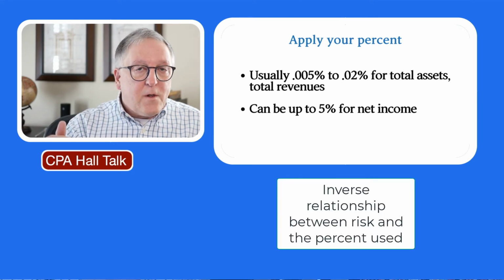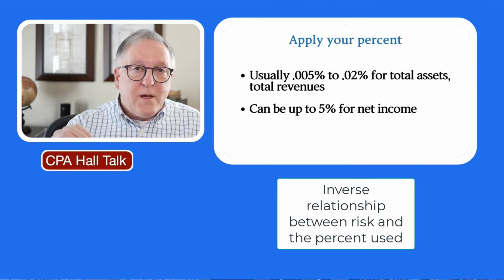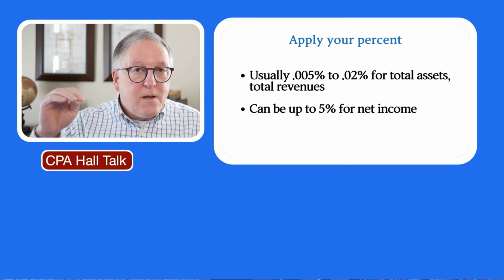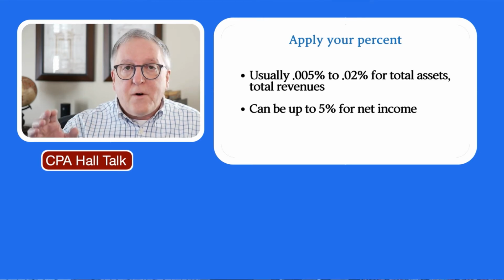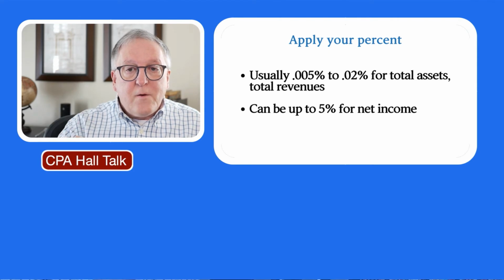Well, there's an inverse relation in the amount of risk that you have and the percent that you will pick. So the higher the risk for the entity, the lower the percent you'll use. So if you have a real high-risk client and you feel like there's a potential for material misstatements throughout the financials and you're not feeling comfortable about this, or maybe there's a certain area where it's really risky, you're going to bring your percent down. So you might use a 0.5%.